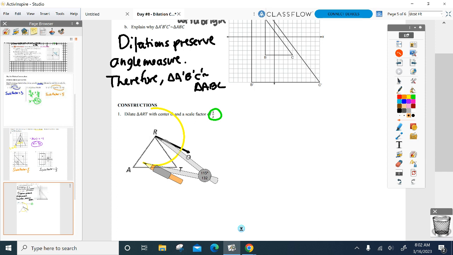Back to using our buddies. Come on over. Leave your compass open the same opening. Come on over to the other end point and do that same half circle arc. Make sure it intersects twice. You should have 2 points of intersection on both arcs.